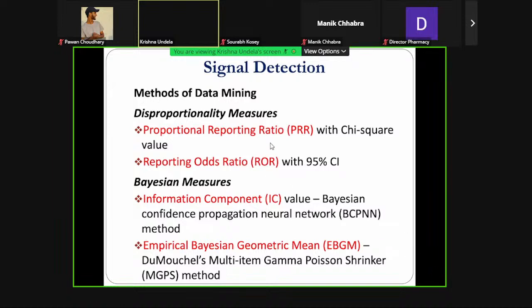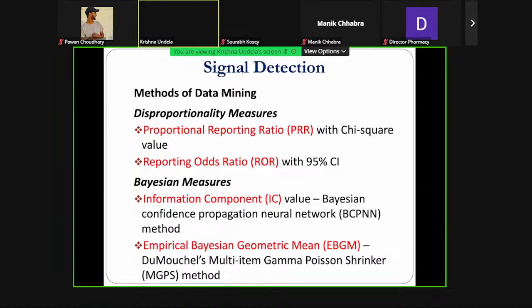Under disproportionality, we have proportional reporting ratio and reporting odds ratio. And under the Bayesian, we have the information component, which is followed by the UMC, Uppsala Monitoring Center, and the EBGM, the empirical Bayesian geometric mean, which is mainly followed by the US FDA. If you remember that much from this session, it is fine for you. Maybe later on, you can understand more about signal detection.